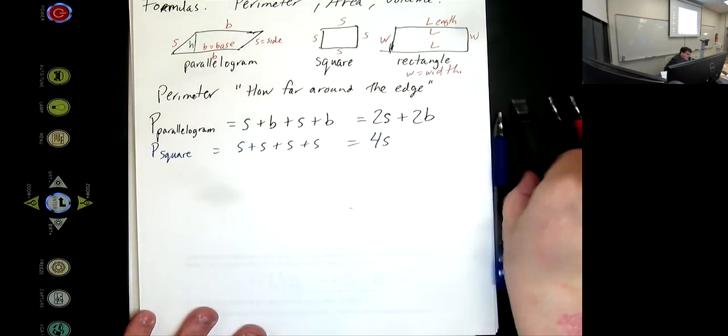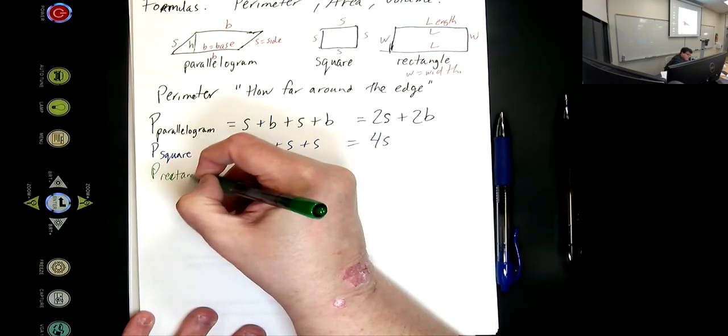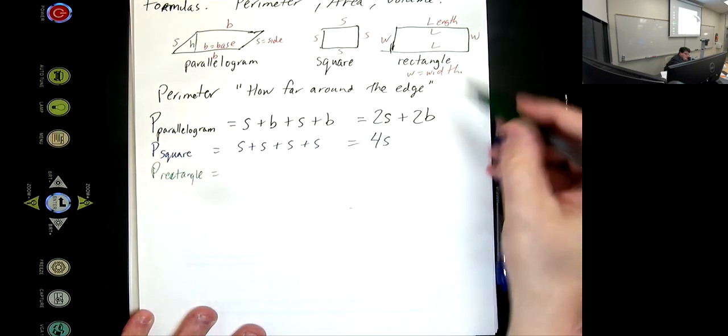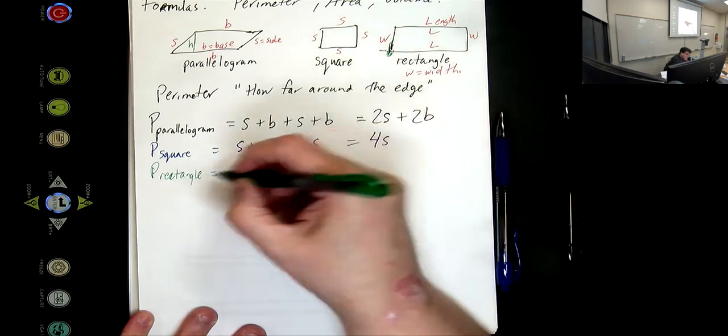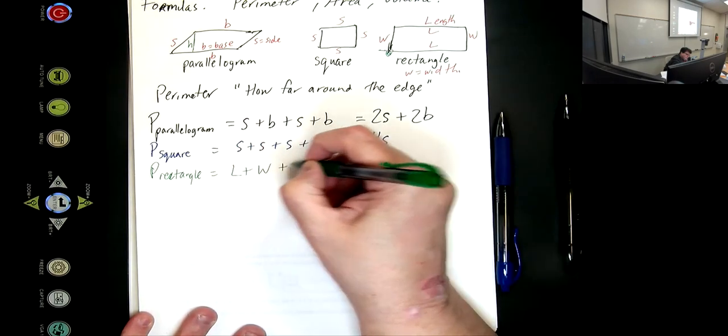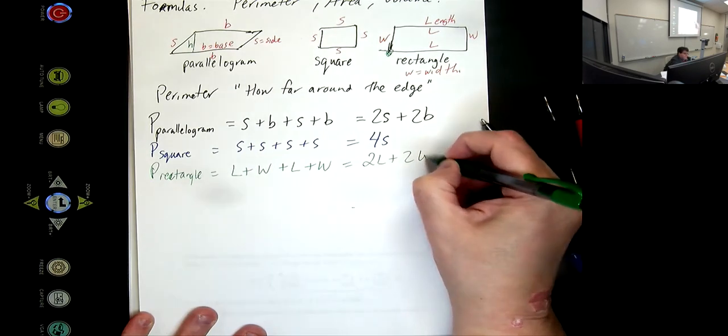And perimeter of a rectangle. If I start in the lower right corner and go counterclockwise, I've got L plus W plus L plus W. That is 2L plus 2W.